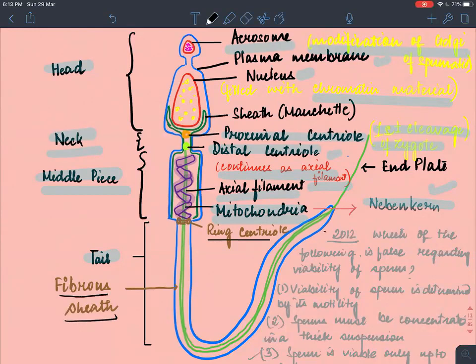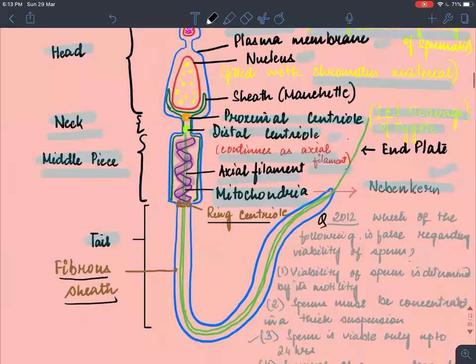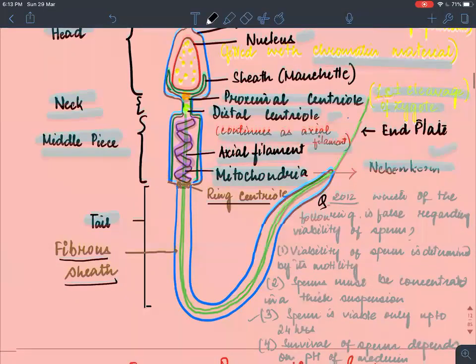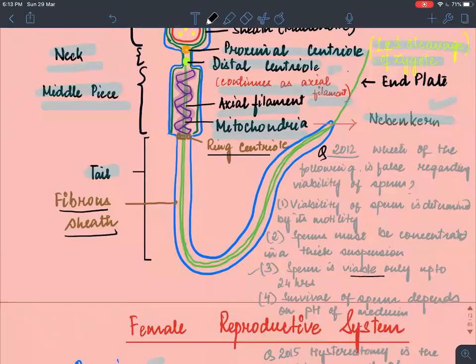Now, NEET 2012 asked a question: which of the following is false regarding the viability of a sperm cell? Number one option was viability of a sperm is determined by its motility. So we have to understand which is false regarding this. This is true. Viability of sperm is determined by its motility. Option 2: sperm must be concentrated in a thick suspension. It is also true. Number 3 says sperm is viable only for 24 hours. This is false. Why? Because sperm is viable for approximately 72 hours.